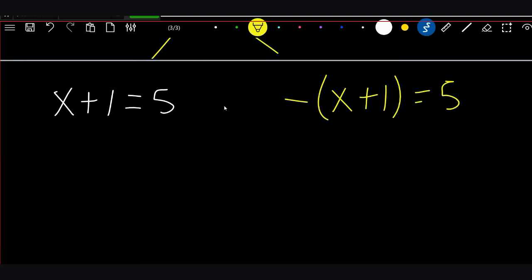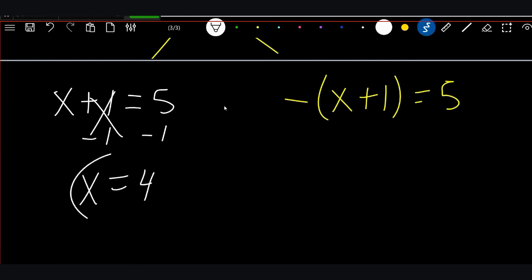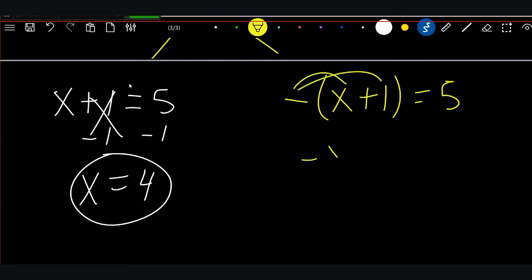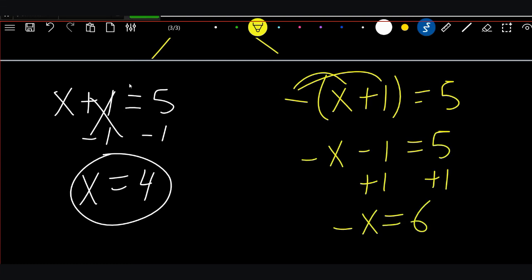All right, so let's just go ahead and solve this. x plus 1 equals 5, so minus 1 on each side, and that's going to cancel. We're going to get x equals 4. That is one of our answers right there. And then for our other answer, we would come over here and distribute our negative sign. So we get negative x minus 1 equals 5. Add 1 to each side, and we're going to get negative x equals 6.